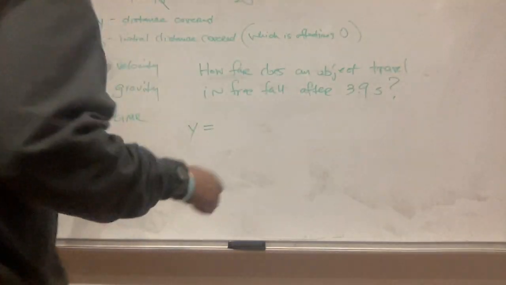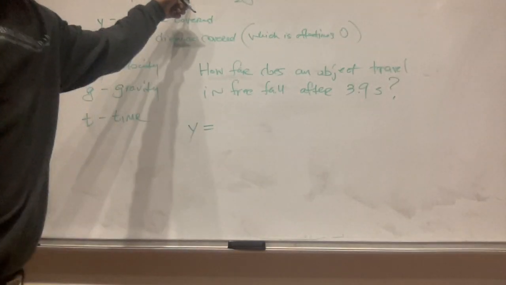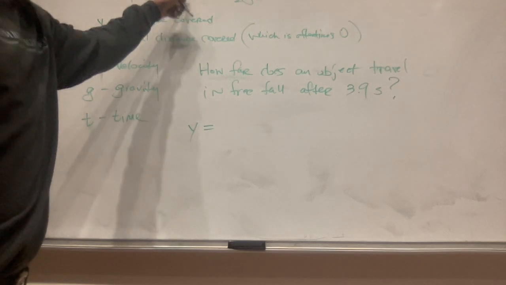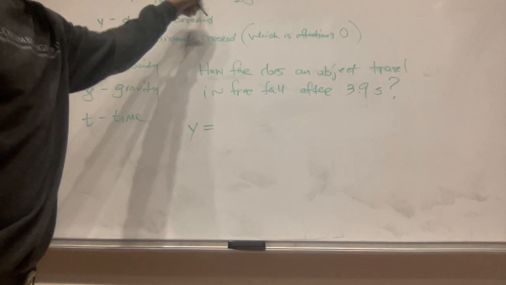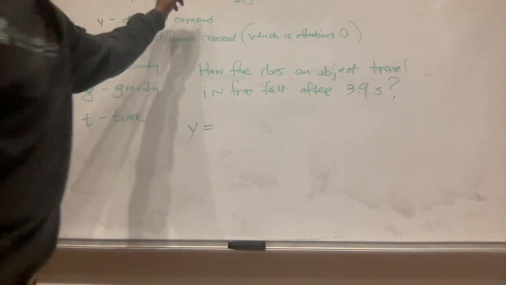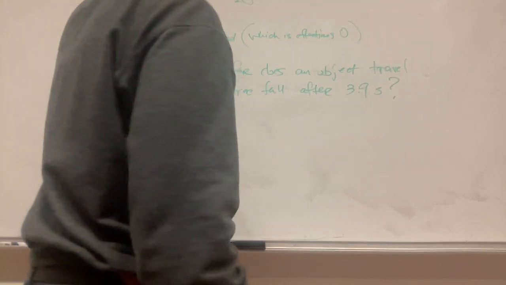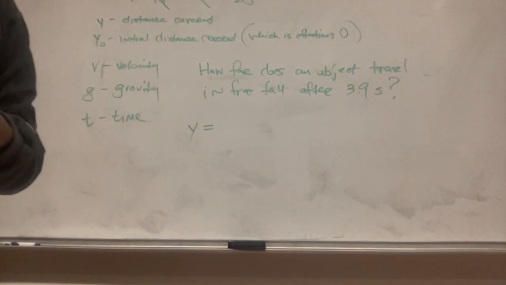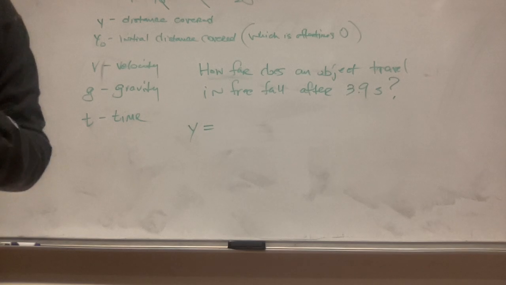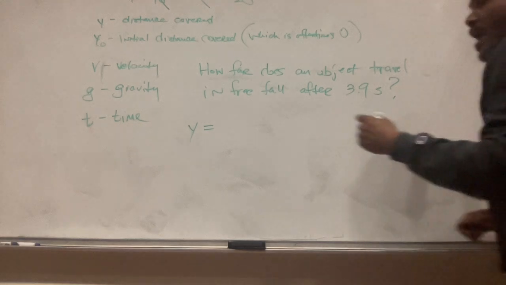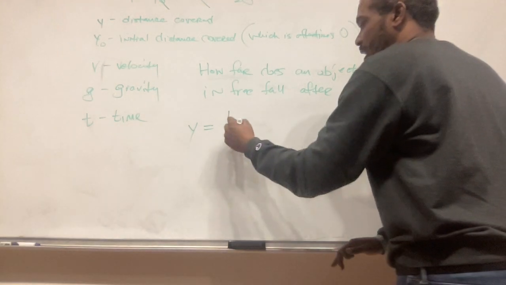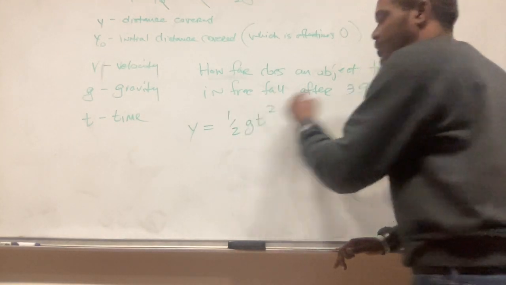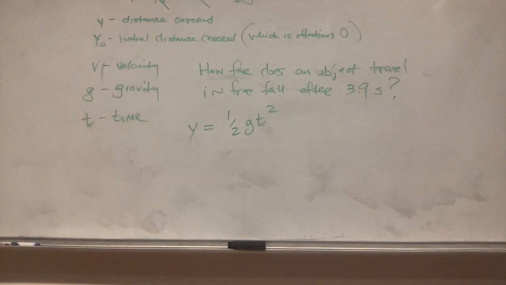So that means what? V is what? 0. So anything times 0 is what? 0. That takes care of that term. Right? So now I'm left with what? Y equals what? 1/2 GT squared. That's my equation for free fall.